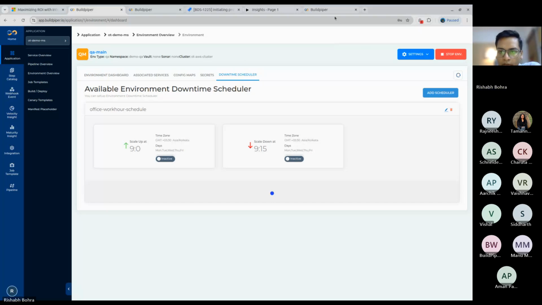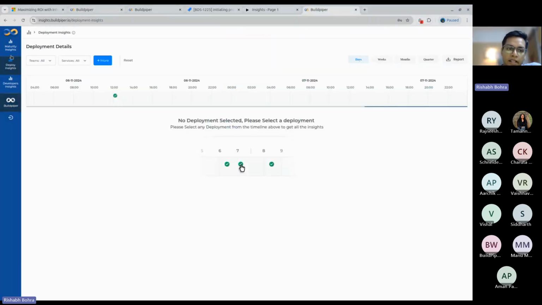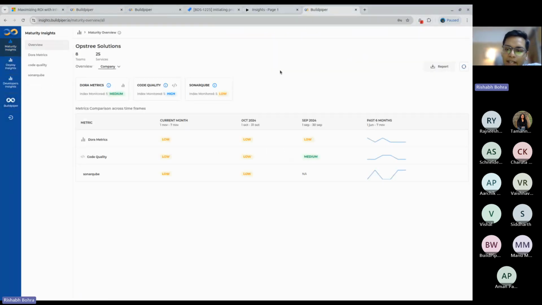Finally, last but not the least, I would like to introduce to you Build Piper Insights, a dedicated platform specifically for visualization, directed at personas like engineering managers, team leads, CTOs, CIOs, CEOs, etc., who essentially want a very high-level understanding of how all the processes across the engineering teams are working, how many releases are being flushed out, and what the maturity is in that sense.